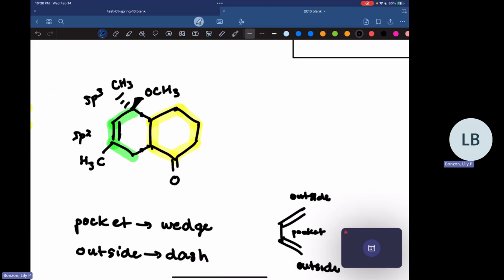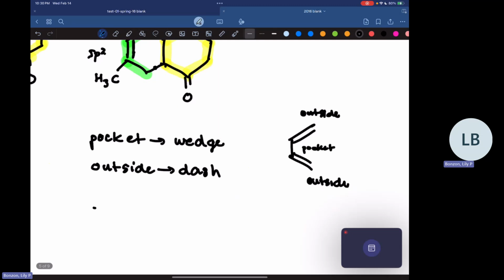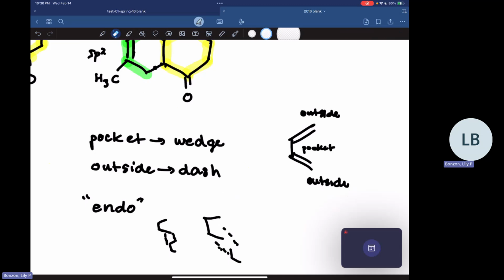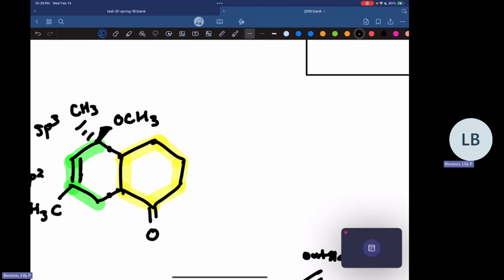Another thing that we need to consider is what's called the endo rule. That is just stating that when these molecules react, they're actually reacting on top of each other. So this is a very poor 3D drawing, but the diene and the dienophile are on top of each other, and so that pushes the stereochemistry of the dienophile in a certain way.